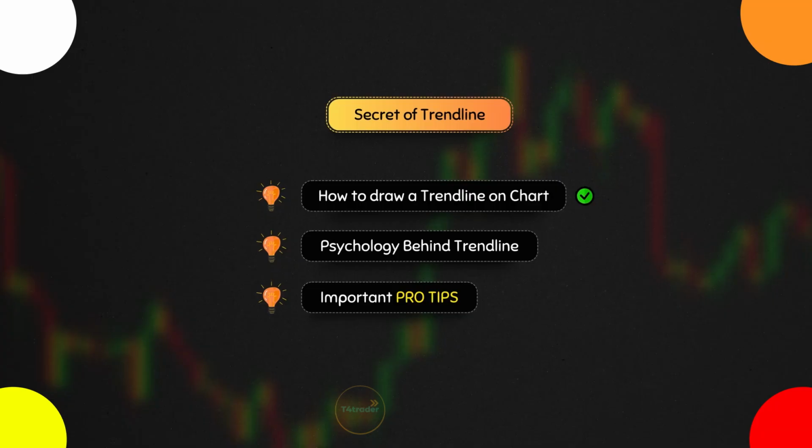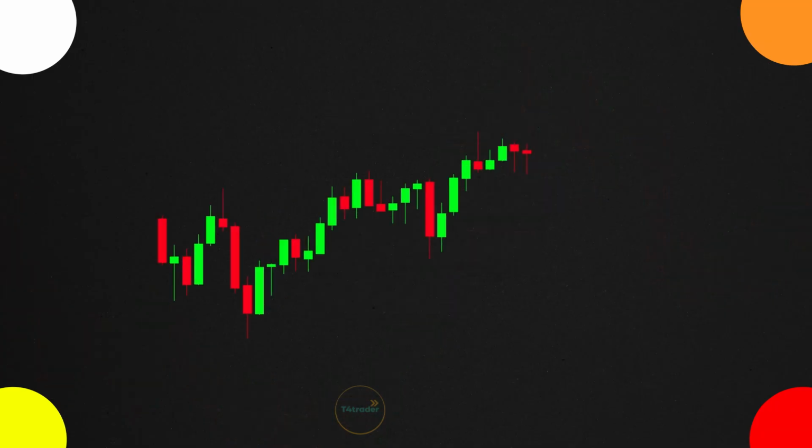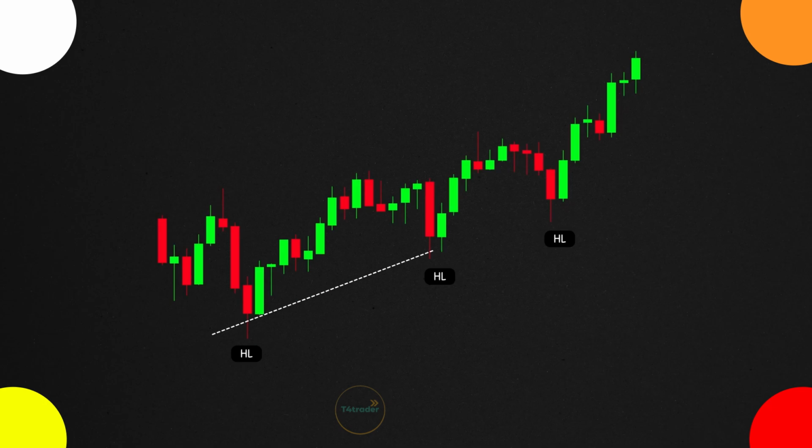How to draw a trend line. First, let's understand how to draw a trend line. Suppose you have a chart where the price is making higher lows and moving upward. This means the market is in an uptrend. To visualize this clearly, if we connect all the higher lows with a line, we will see a line moving upward. This confirms the uptrend in the market.